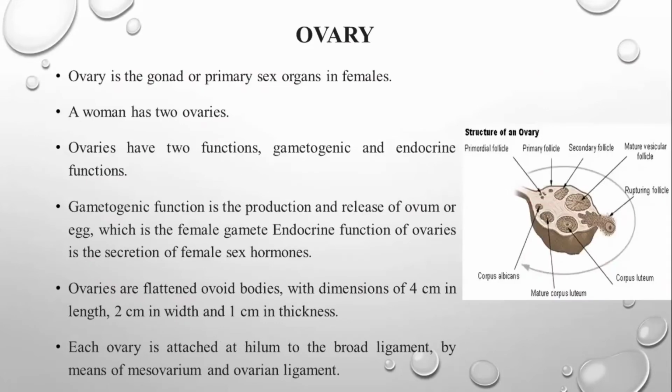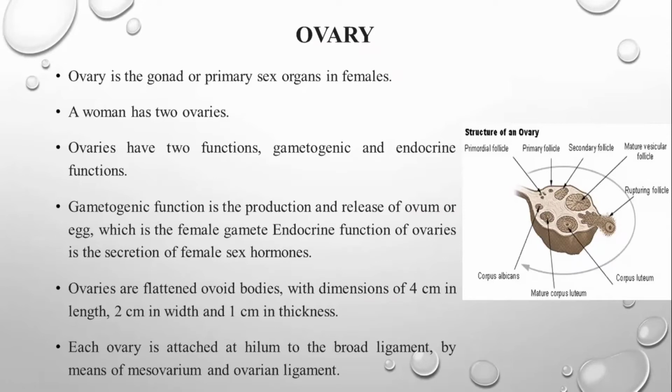Right. Next, we're going to see about the ovary. The ovary is the gonad, or primary sex organ, of a female. A woman has two ovaries, on either side of the uterus. The ovaries have two functions: one is the gametogenic function, and the other is the endocrine function. The gametogenic function is the production and release of the ovum, or egg, the secondary oocyte, which is the female gamete, and the endocrine function of the ovary is the secretion of the female sex hormones, which is very important.